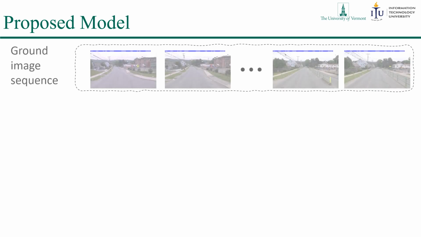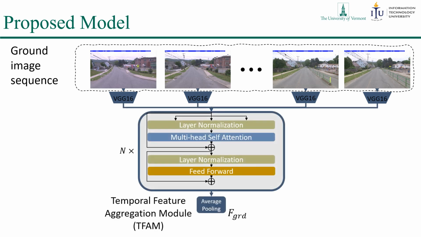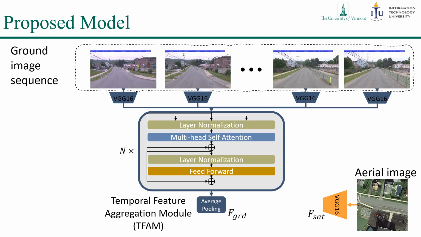To tackle the problem of cross-view image sequence geolocalization, we propose a baseline model. The model takes a sequence of ground images as input. A VGG16 with shared parameters extracts raw features for each ground image. Inspired by the recent success of the transformer, we propose a temporal feature aggregation module to learn the temporal correlation among the input sequences. A final ground feature is summarized by an average pooling layer. We also employ another VGG16 to extract features for the input aerial image. Finally, the model is trained with a soft margin weighted triplet loss.